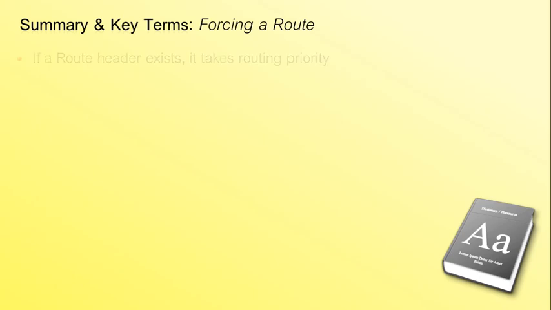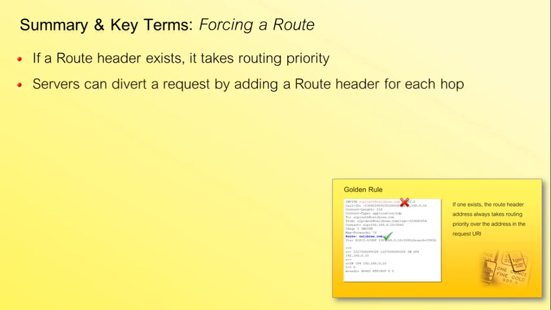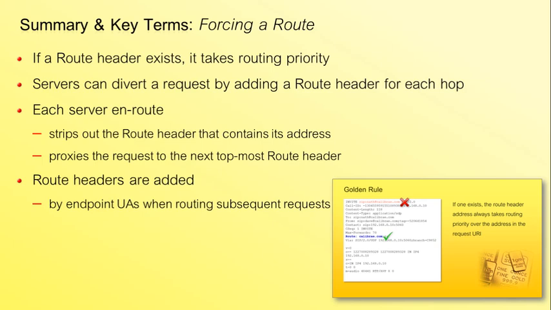In summary then, if a route header exists, it takes routing priority over the request URI, meaning that servers can divert a request simply by adding a route header for each server. Each server en route strips out the route header that contains its address and proxies the request to the next topmost route header. Up until now, we've only seen route headers added by endpoint user agents when routing subsequent requests, but now we see them added real-time by servers as the request travels downstream, forcing the request to travel over a diverted route.